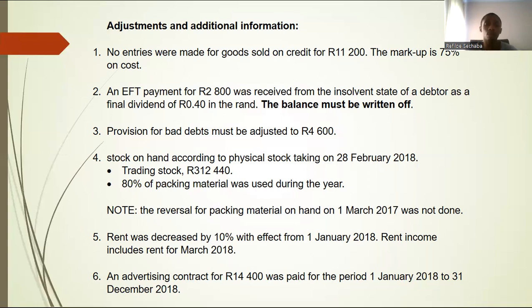They can't owe us the cost price. The selling price is 11,200. So debtors control will increase by 11,200, as well as sales. Sales will increase by 11,200. So your asset, debtors control, is affected. It goes up on the debit side, and your sales, which is income, is also affected.